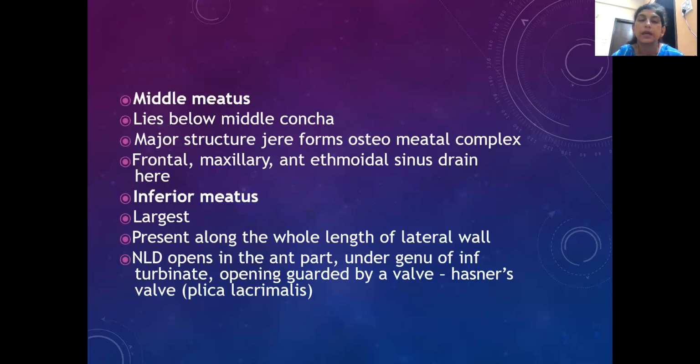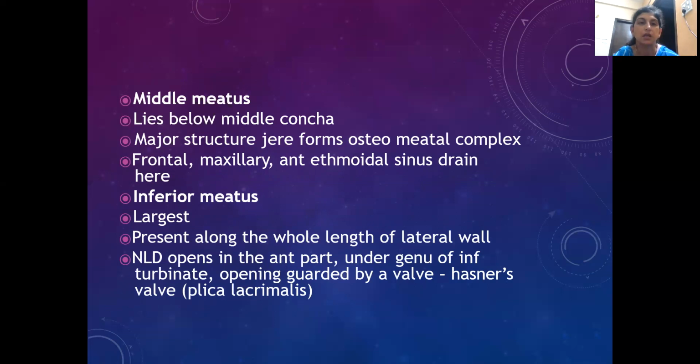The middle meatus lies below the middle concha, the middle turbinate. The major structures which form the osteomeatal complex lie in the middle meatus, that is the frontal, maxillary, and anterior ethmoidal sinuses. They have their drainage into this area, the middle meatus.